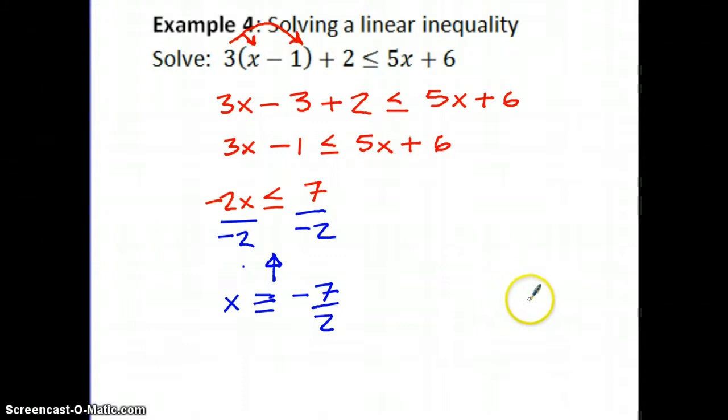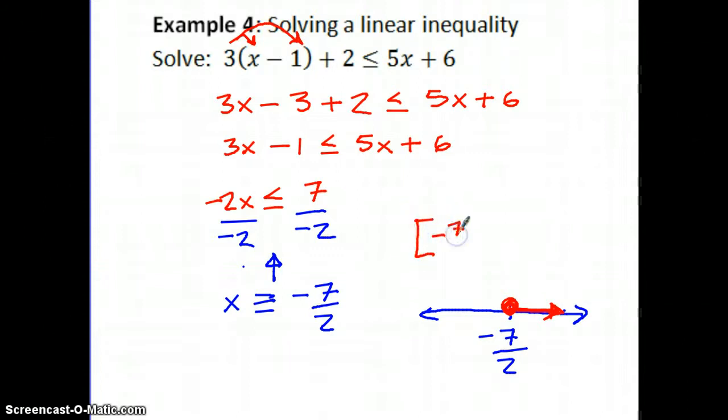And let's go ahead and think about that in terms of interval notation. We have -7 over 2 here, and we're talking about x values that are greater than or equal to that value. So we're talking about the values to the right here, and that means that we're going to include negative 7 over 2 and go all the way to infinity. So any value that we plug in from negative 7 over 2 all the way to infinity is going to satisfy this inequality.